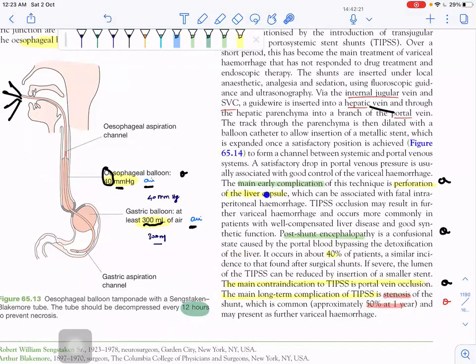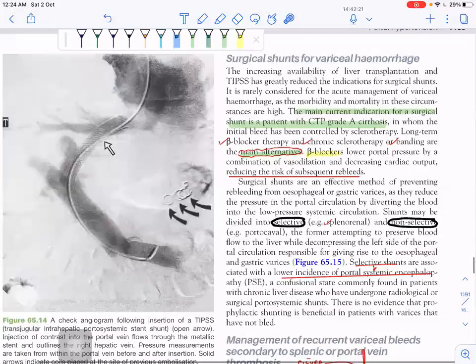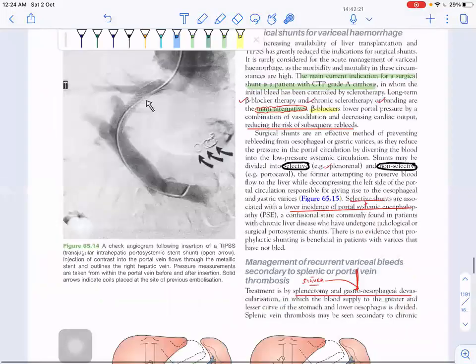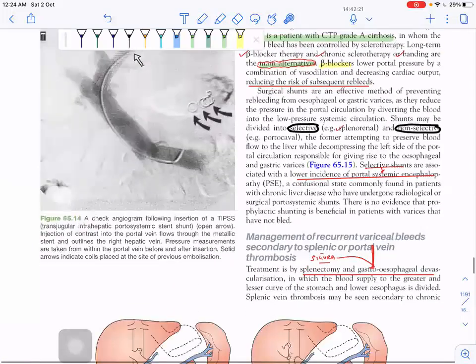So first question, the main early complication: perforation of the liver capsule. Post-shunt encephalopathy is 40%. The main contraindication to TIPS is portal vein occlusion. Not your heart problems, not your hepatic vein thrombosis, not your SVC thrombosis. The main thing is portal vein occlusion. If it is there, you should not do TIPS. Then the long-term complication is stenosis, which is 50% at 1 year. So this is your figure for TIPS. Just remember.